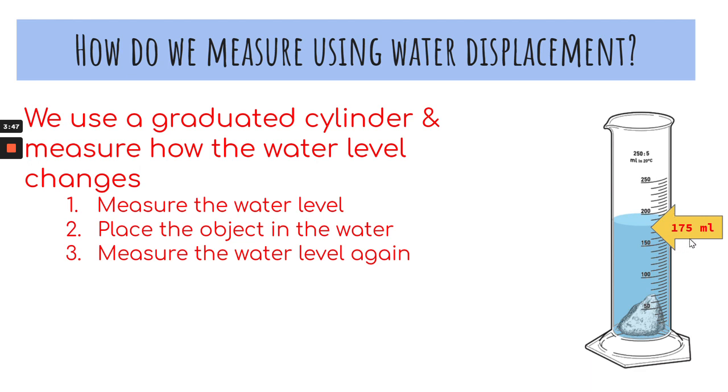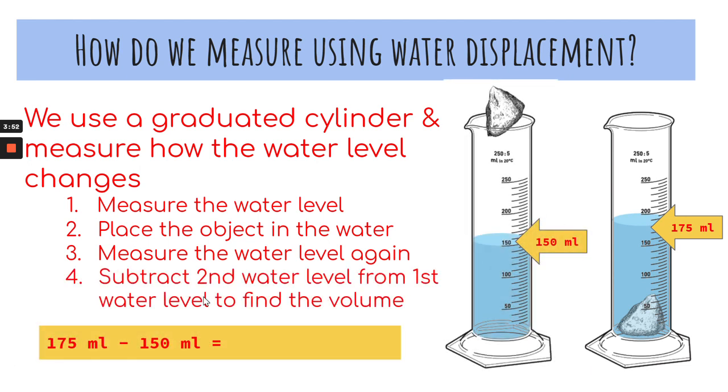Then what you do is you subtract the first water level from the second level to find the volume. So the second water level is 175. Here it is, the second one, the rock's in there. And the first water level is 150 milliliters. So you subtract 150 from 175 and you get 25 milliliters. But we convert that to 25 centimeters cubed, right? That's just like what we did with the length times the width times the height. That's just the unit of measurement we use.